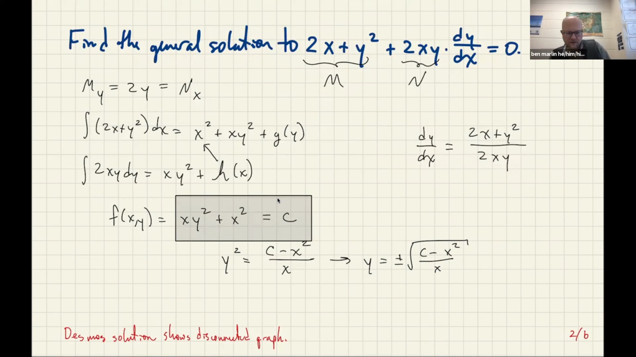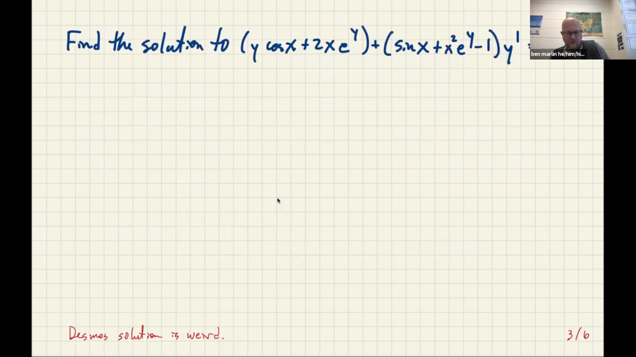So let's go ahead and take a look at another one of these. So this one looks kind of horrifying, right? It's got your y cosine x plus 2x e to the y. Ugh. So polynomials, trig functions, and exponentials all mixed together in a wonderful soup of stuff.